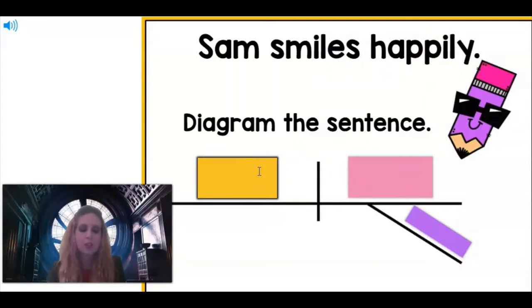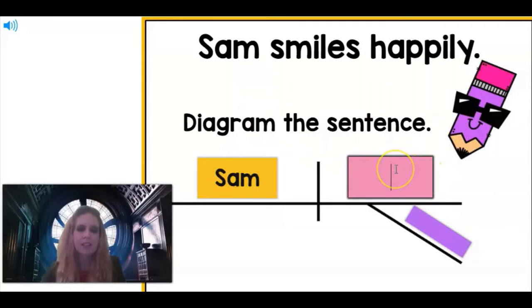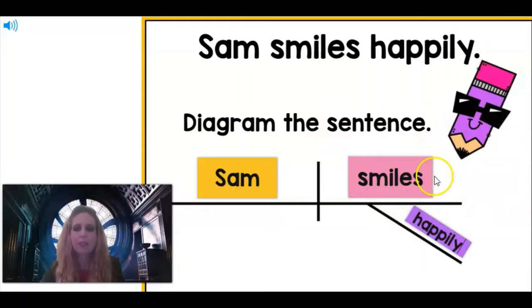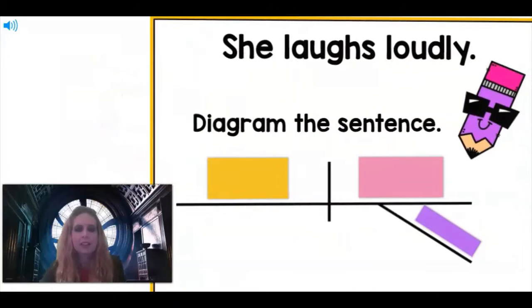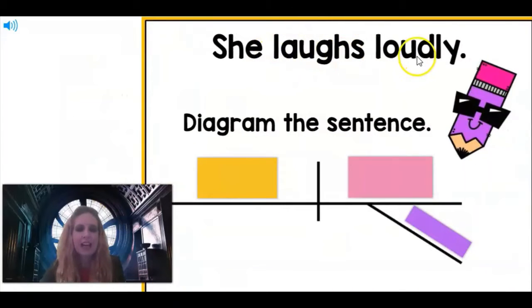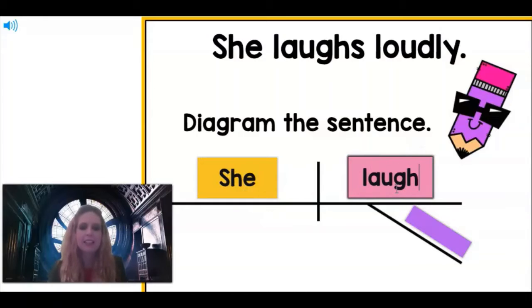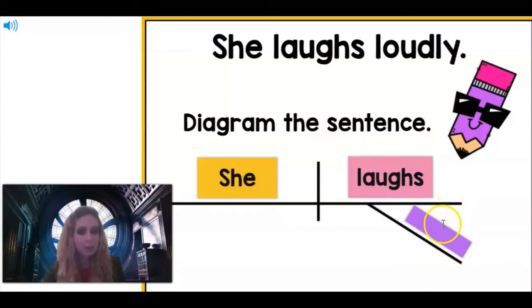Our subject is going to go on this side of the line. Sam is our subject. Smiles is our verb. And then happily tells us more about that verb. Okay? Let's try another one. She laughs loudly. Okay? So she is our subject. Laughs is our verb. And then loudly tells us more about laughs.